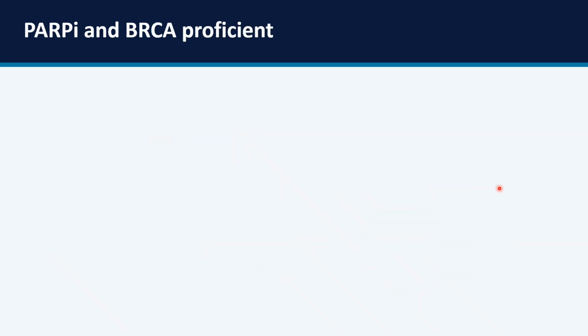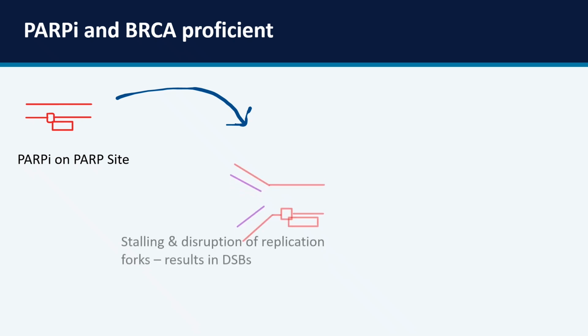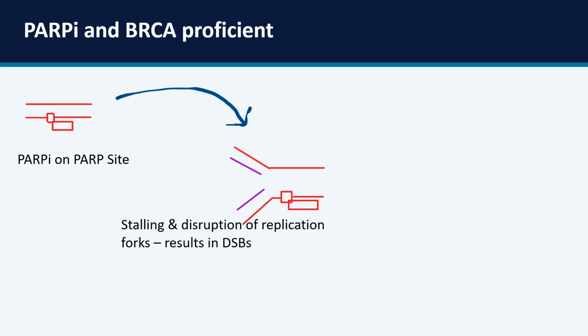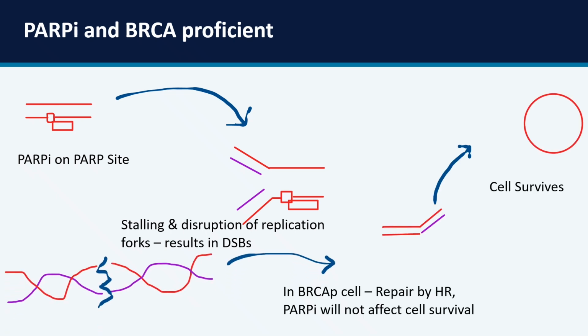Now if we have a PARP inhibitor in a BRCA proficient cell, PARP inhibitor will bind on the PARP site and bring about stalling and disruption of replicating forks that will result in double stranded breaks. But as this is a BRCA proficient cell, it will bring about double strand break repair through the homologous recombination repair pathway, and ultimately the cell will survive.